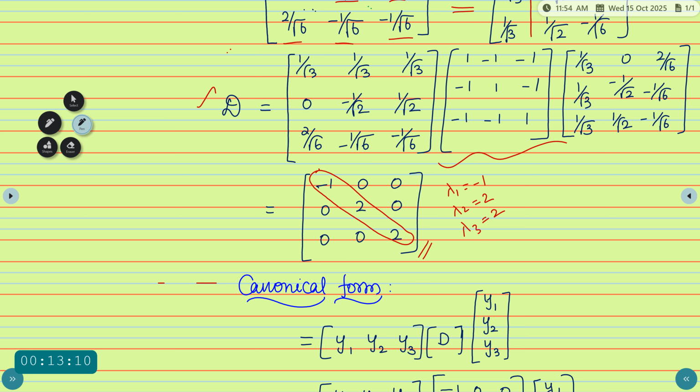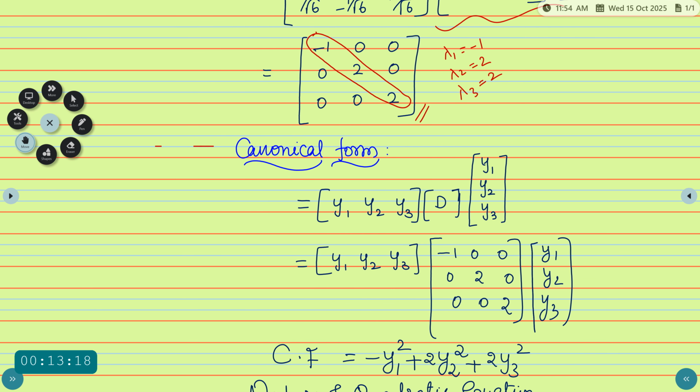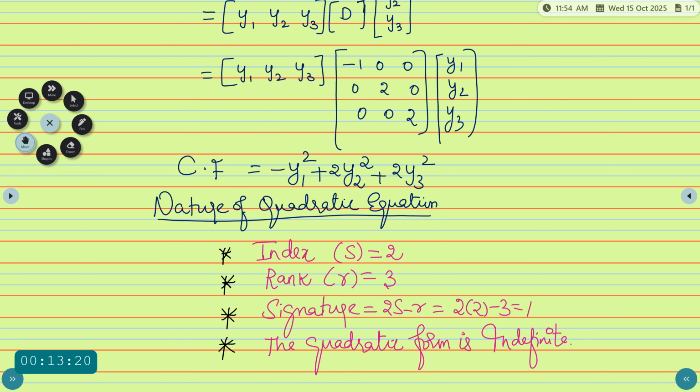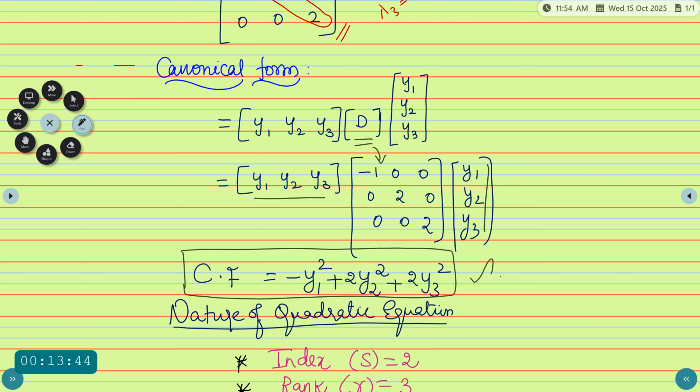Next we are going to find the canonical form. This is the formula for the canonical form: y1, y2, y3 times D, that is the diagonalization, times y1, y2, y3. Now I am going to substitute the diagonalization value and multiply row into column. We are getting the final answer: the canonical form is minus y1 square plus y2 square plus 2y3 square.